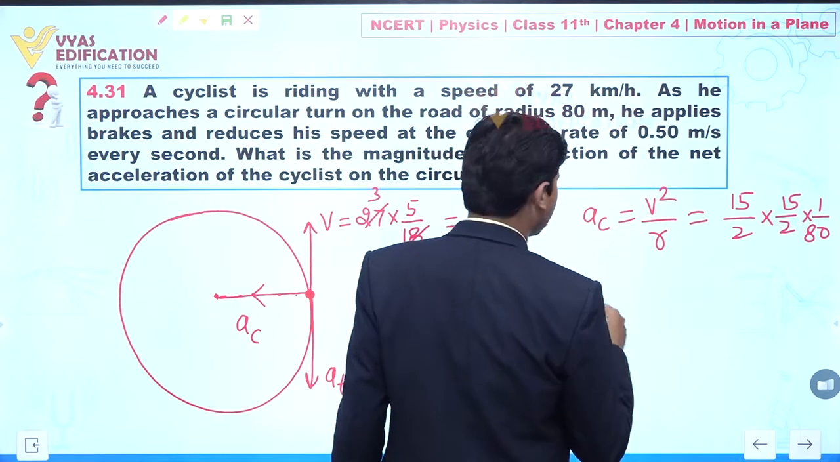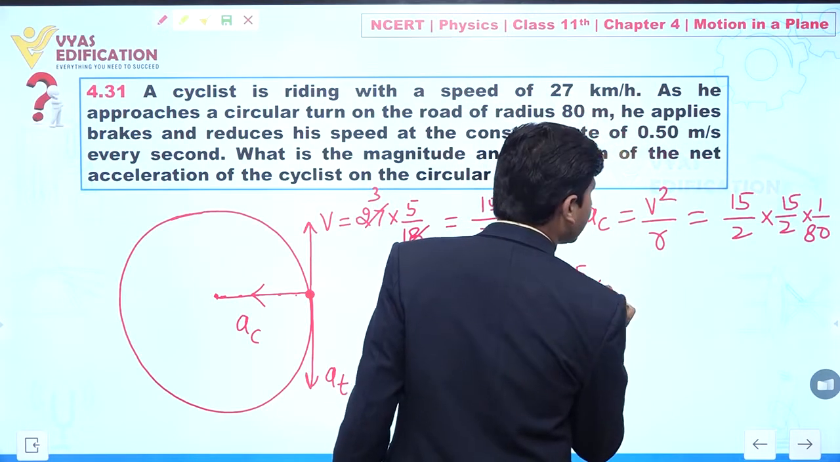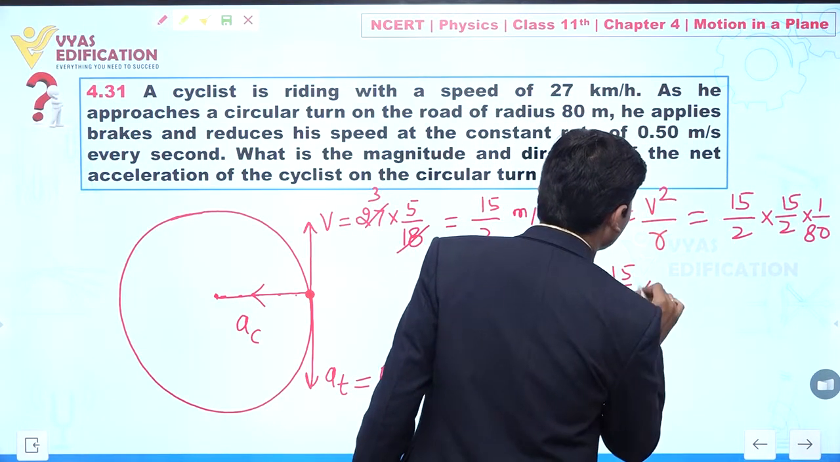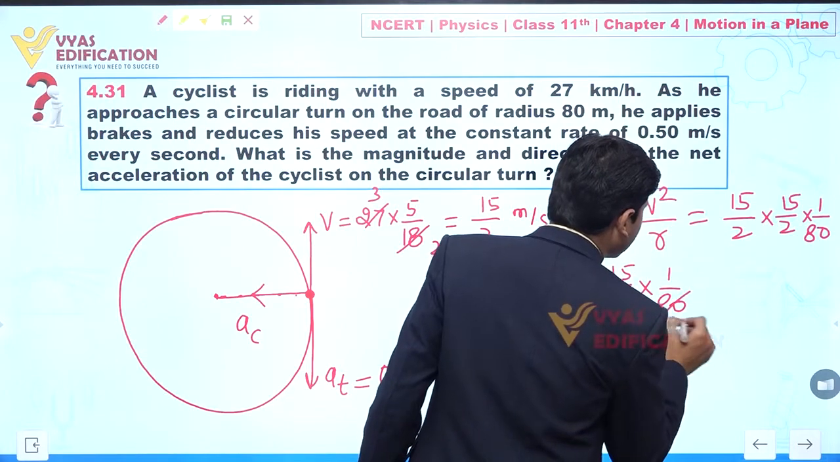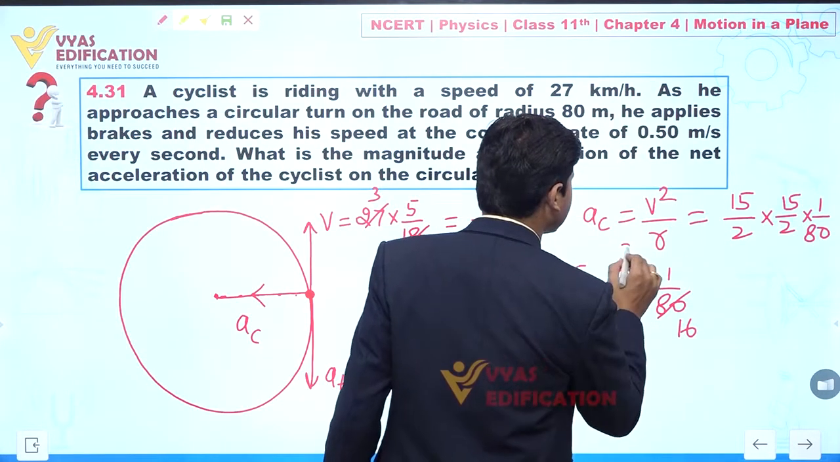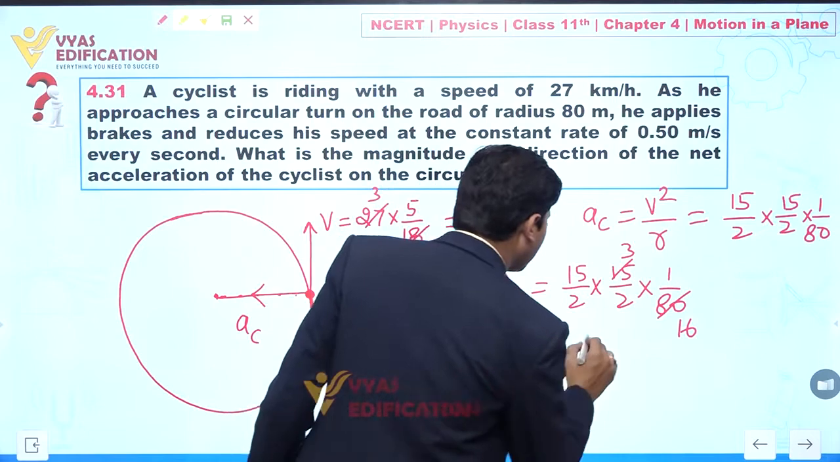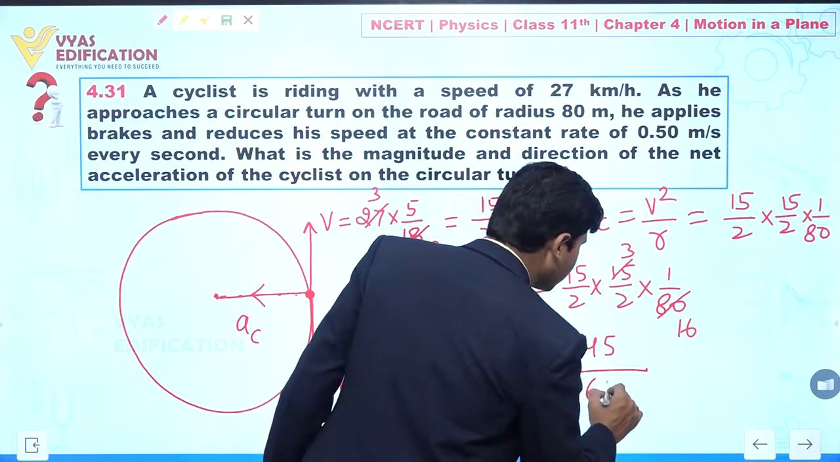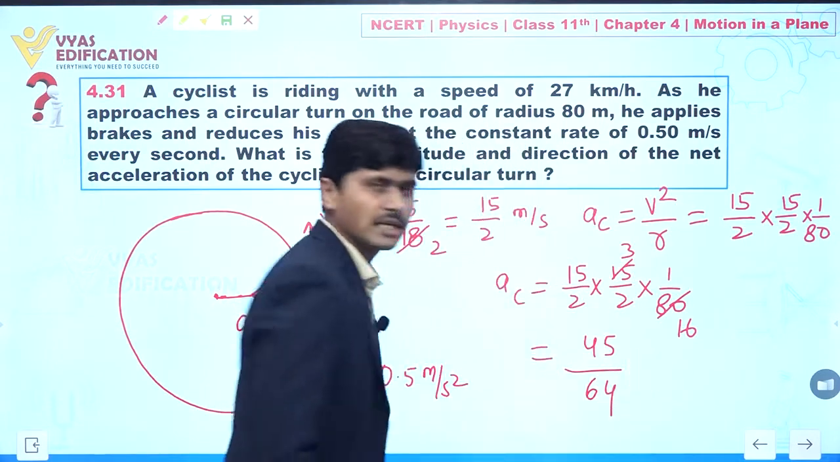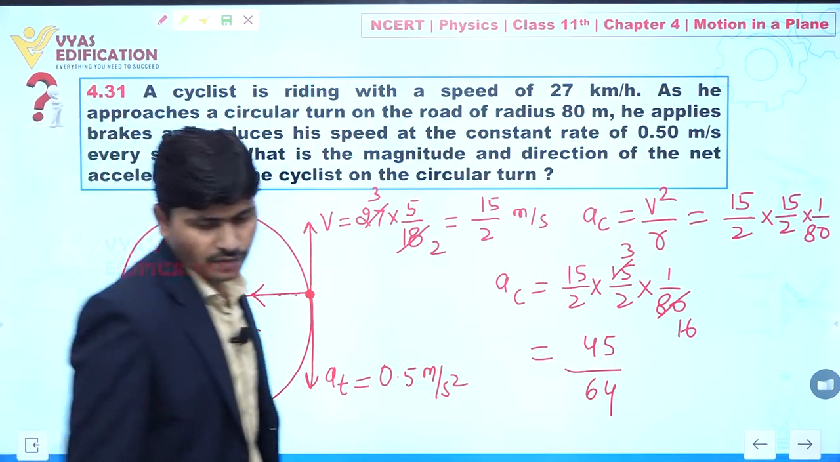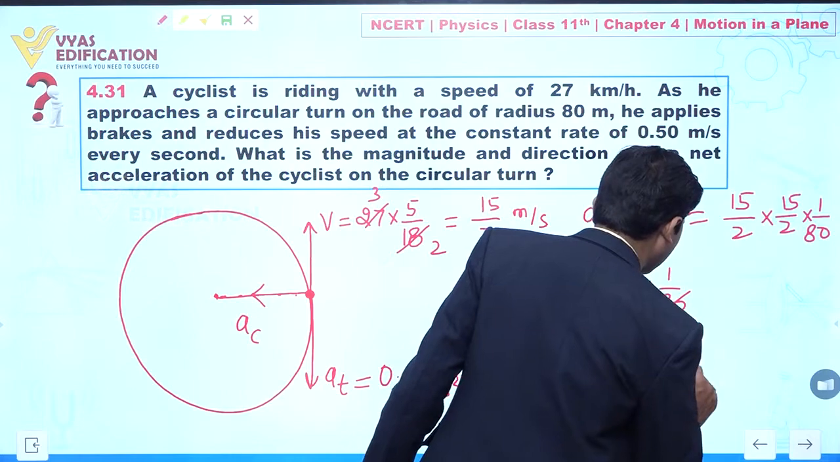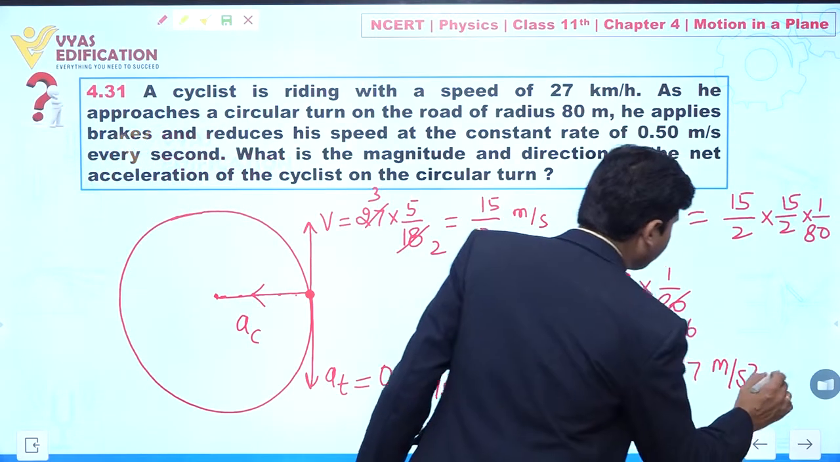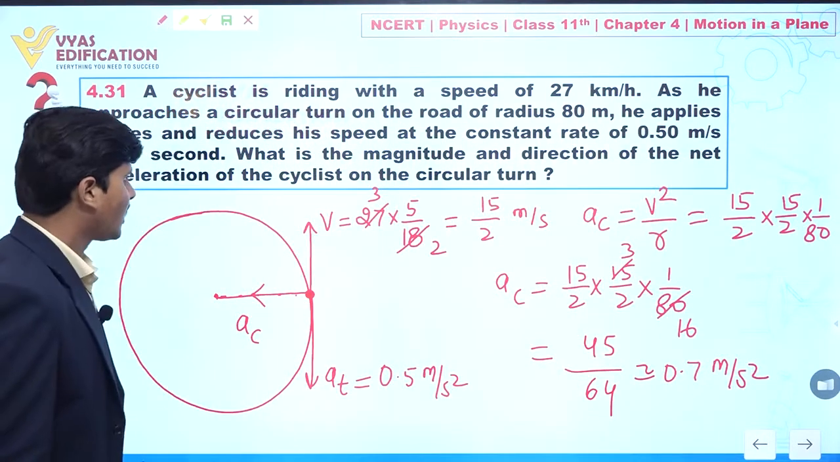The value of AC is 15/2 into 1/80. So we can say this is 16, this is 3. Clear? From here you can say this is 45 divided by 4 into 64. Clear to you? So if you solve it, you will find this value is approximately equal to 0.7 meter per second square. Clear to you?